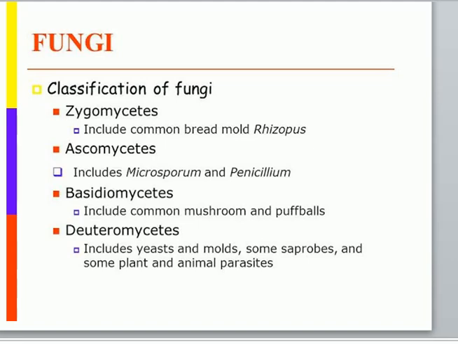Then they are divided into the following classes or phyla. So we have the zygomycetes. Some books call it the zygomycota. So this will be COTA. If you see that in your textbook, it means the same thing. So zygomycota or zygomycetes. An example of that is your bread mold.